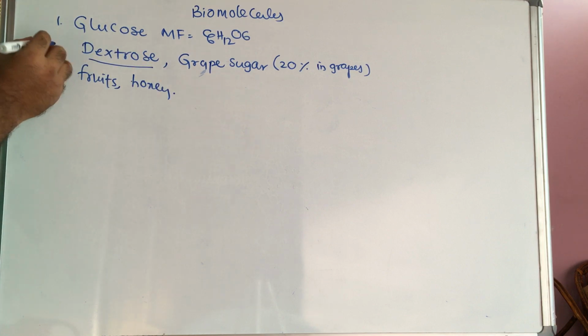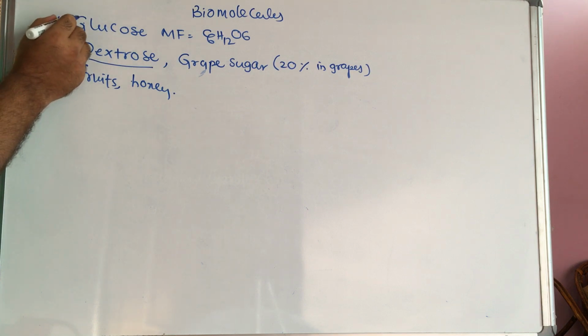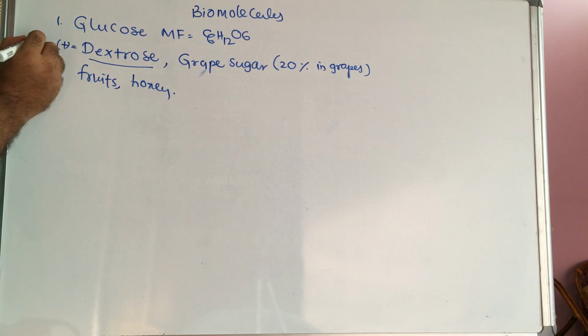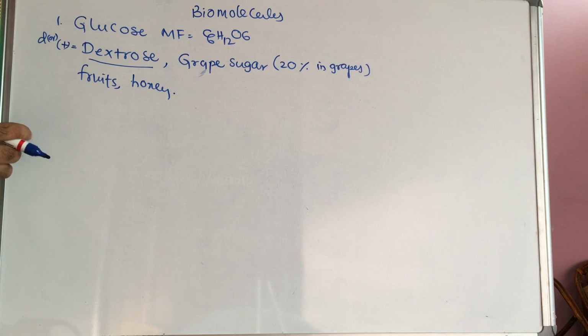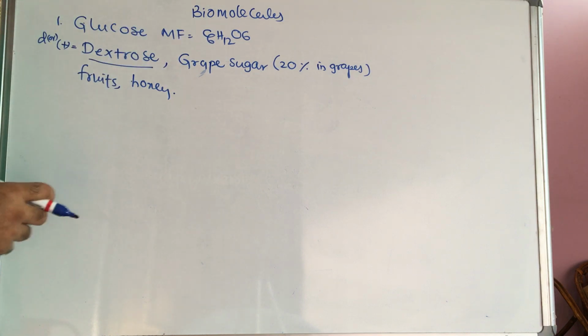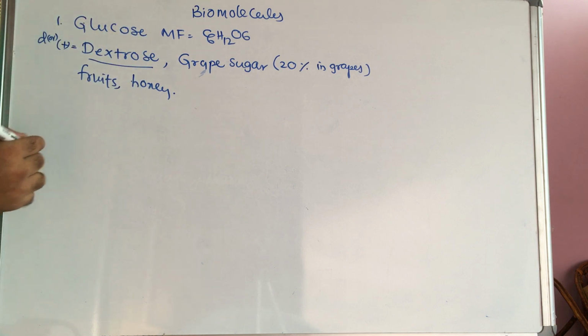Dextro means this chiral compound rotates the plane polarized light to the right side. That's what is called dextrose. It is denoted with the plus sign or small d. In the laboratory, in the box, it is represented as dextrose only. That's why keep in mind glucose is also known as dextrose.